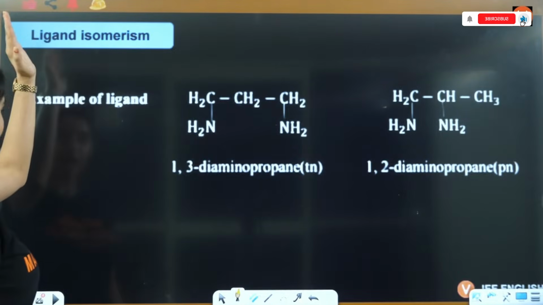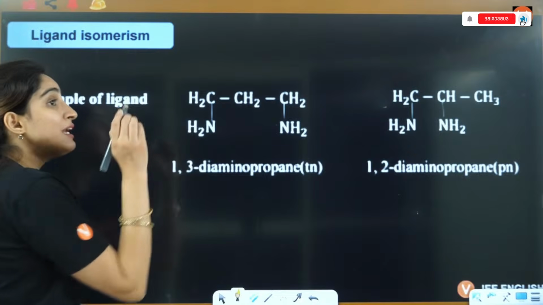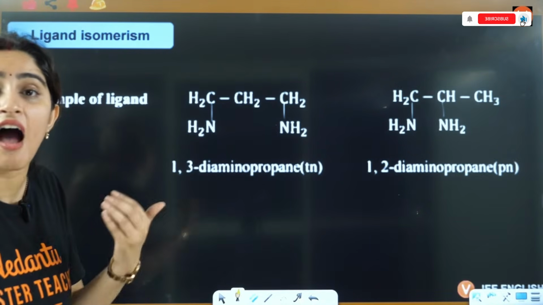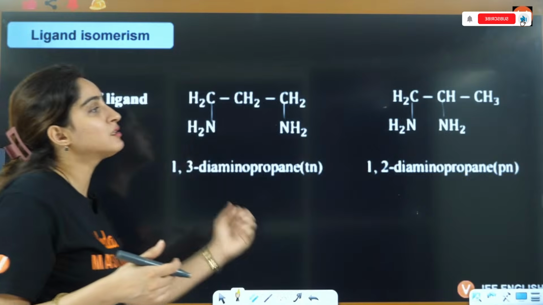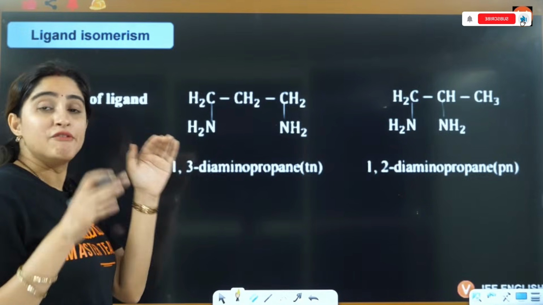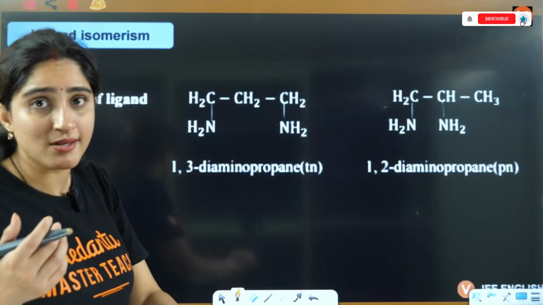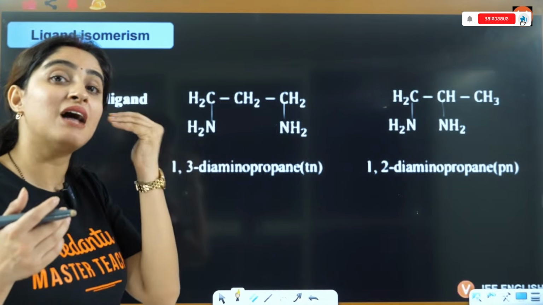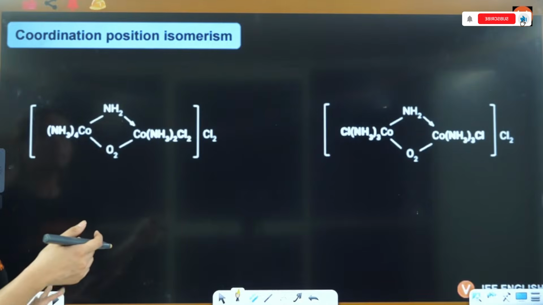Then guys, we have ligand isomerism. In case of ligand isomerism, the ligands themselves are isomers of each other. In one complex you will use this, in the other complex you will use this. You have two different ligands in two different complexes, and both are isomers of each other, like these are isomers of each other, right?